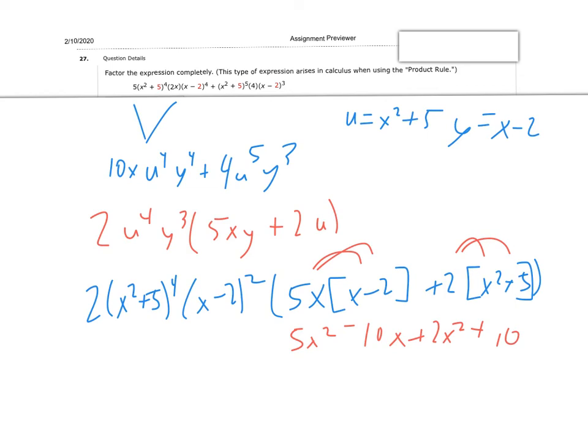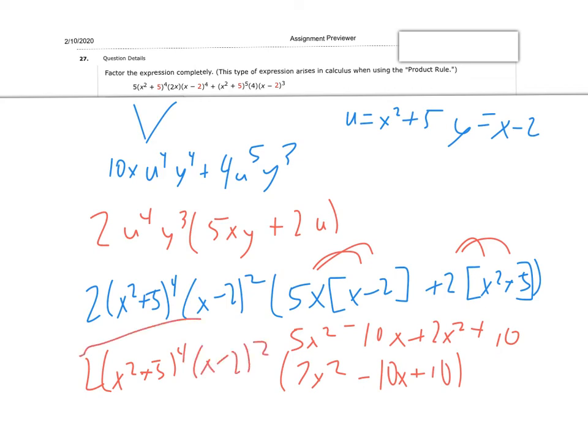All right, so now I'll combine like terms. So that's going to give me 7x squared minus 10x plus 10. And then over here I got the rest of this stuff that I didn't write. And oh, that's third power actually. Okay, and I'm done.